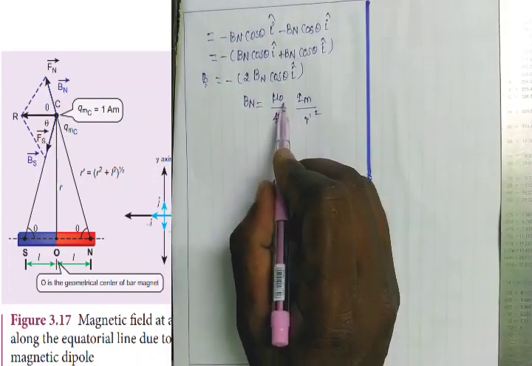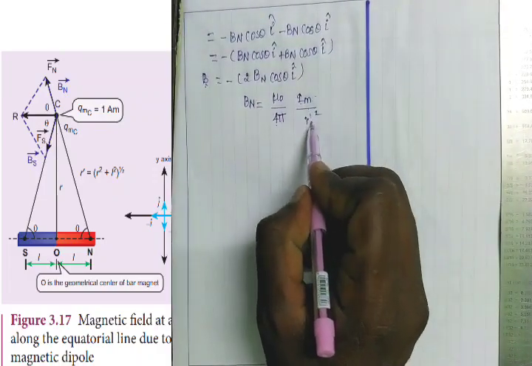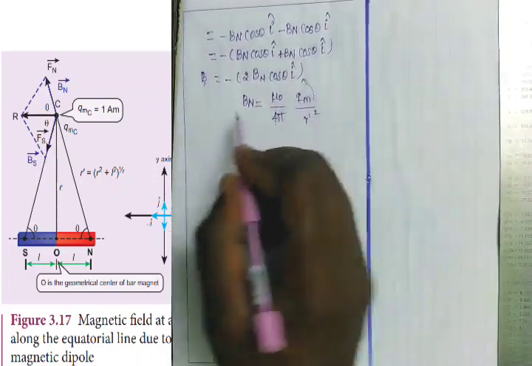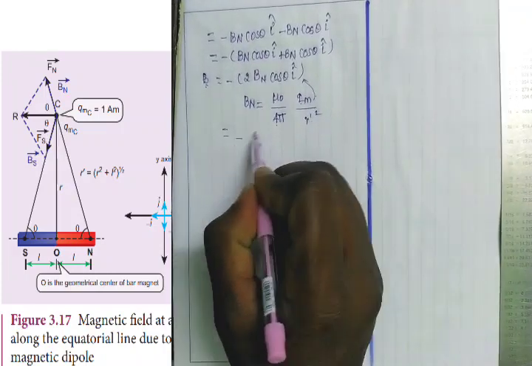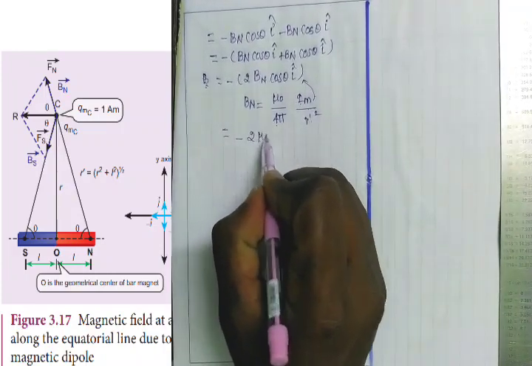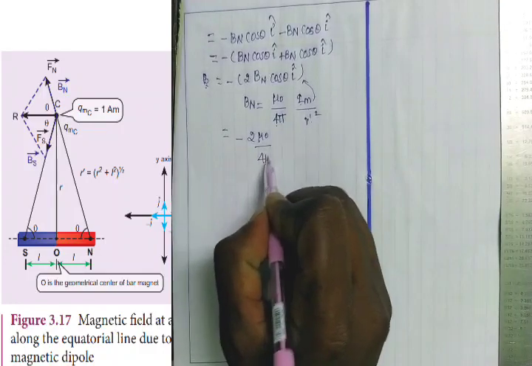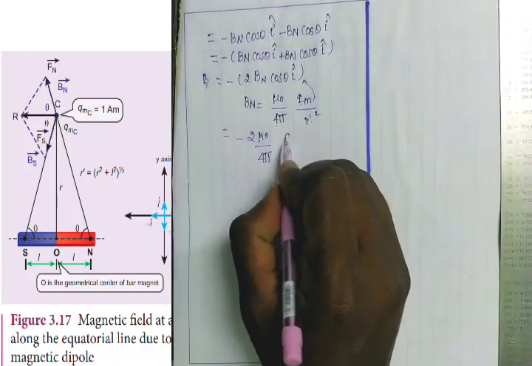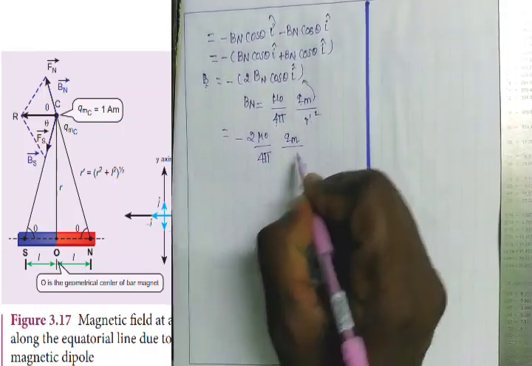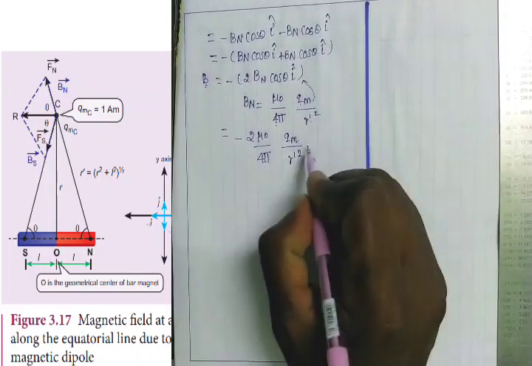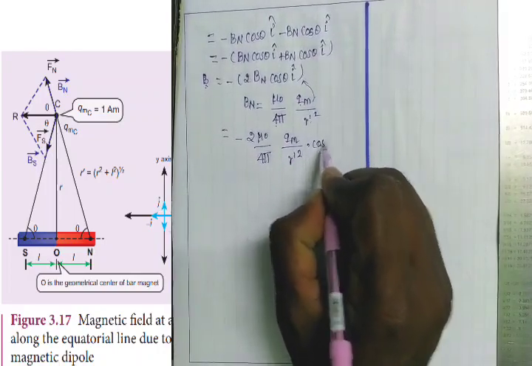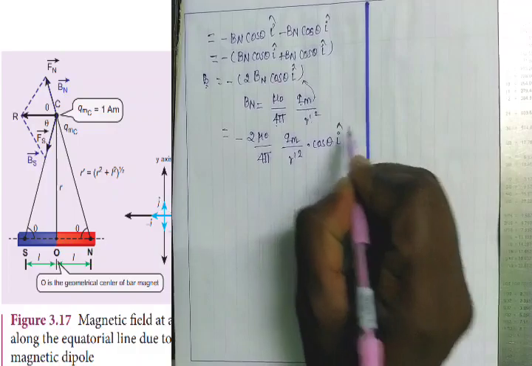So Bn is equal to mu naught divided by 4 pi, Qm divided by R dash. Substitute the value from the above equation: minus 2 mu naught divided by 4 pi, Qm divided by R dash squared. Next, cos theta i cap.